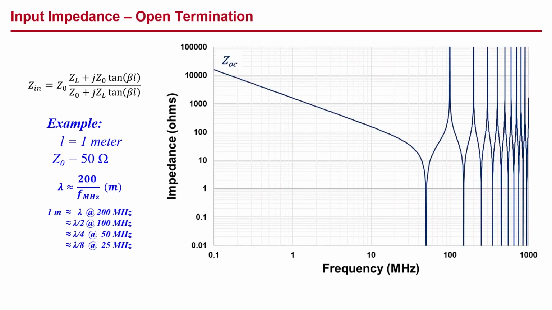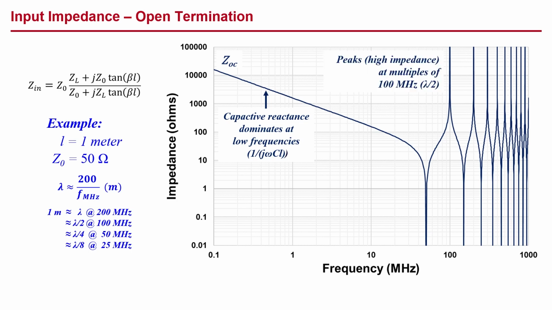Here is a graph of the input impedance of the 1 meter cable for an open termination. The capacitive reactance dominates at low frequencies. We see peaks for a high impedance at multiples of 100 megahertz, and we see nulls for a low impedance at odd multiples of 50 megahertz. Again, all as expected from the preceding discussion.